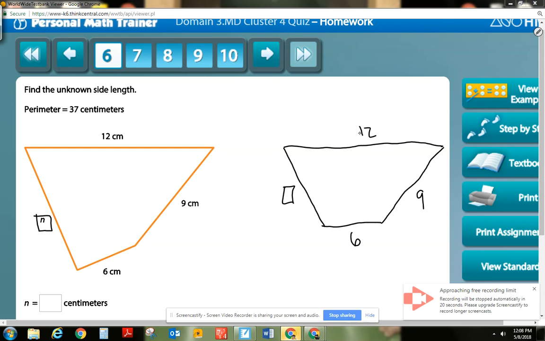All right, so we're going to add up. We're going to start all the way around. 12 plus 9 is 21 plus 6 here. So we go all the way around, and that equals 27. I'm going to stop here. In the next video, we'll pick up where we left off on problem number 6.